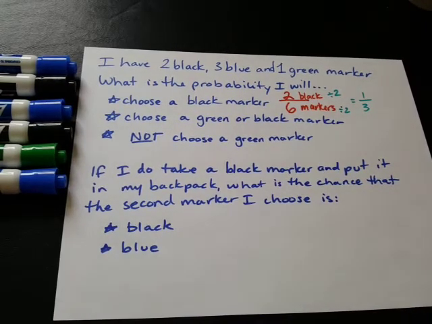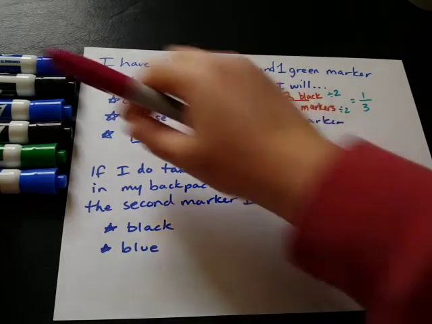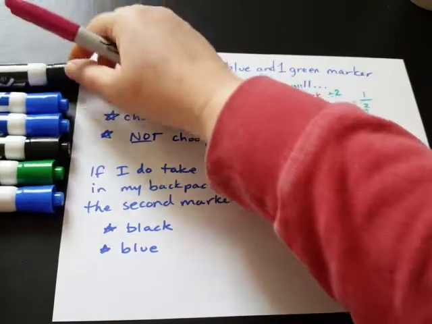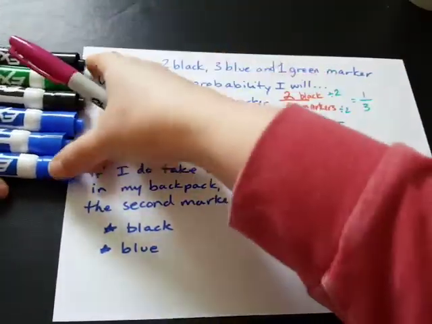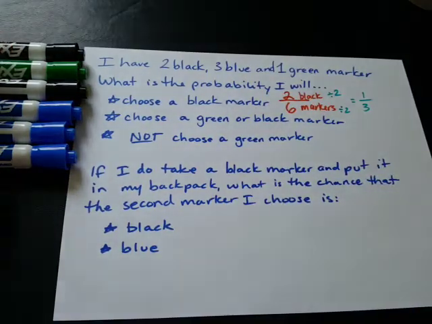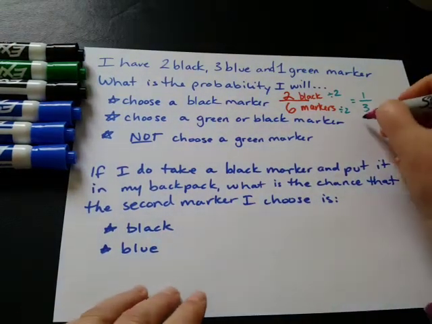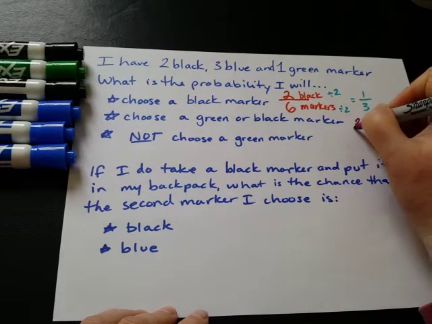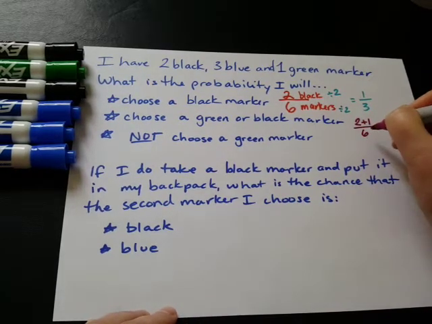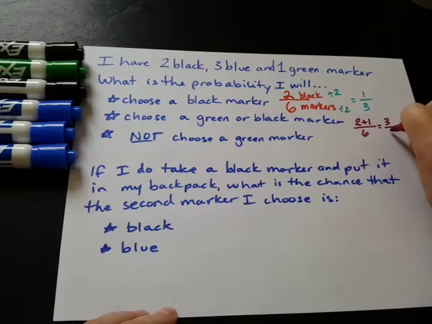What is the chance that I might pick a green or a black marker? So we might want to put those guys together. So with "or" type questions, we're happy with the 2 that are black or the 1 that's green out of the 6 altogether. So there's going to be 3 out of the 6.